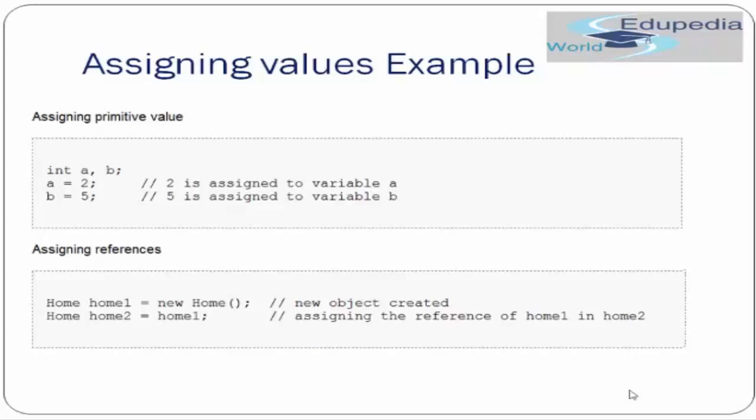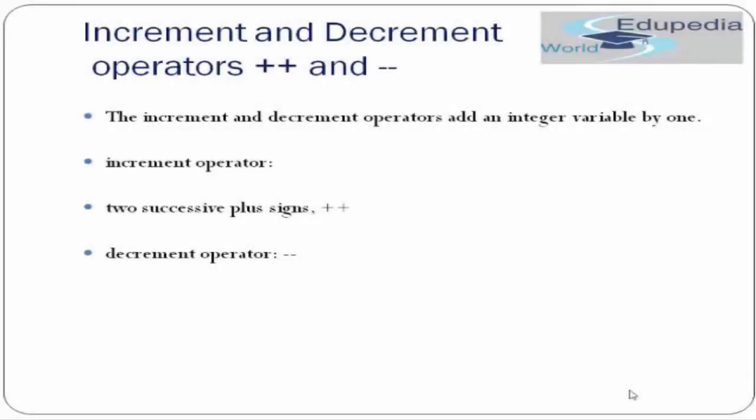So in a way, it is an object and it is assigning to the same memory location, and it is also constituting a copy. So in case you change any of the data members of home 2, that doesn't mean it will change for home 1 also. It will only change for home 2, because if you change the values, then the copy that home 2 is having gets changed. Okay, so now let's study increment and decrement operators.